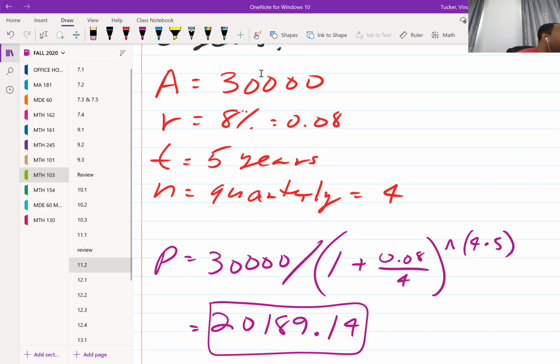So you have to at least have $20,189.14 in your account in order to earn $30,000 in those 5 years.